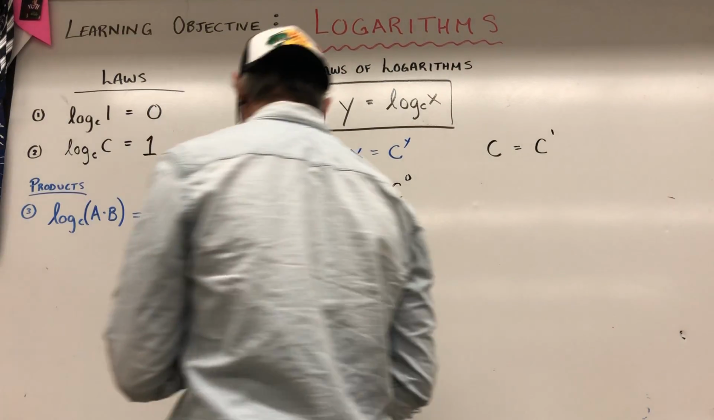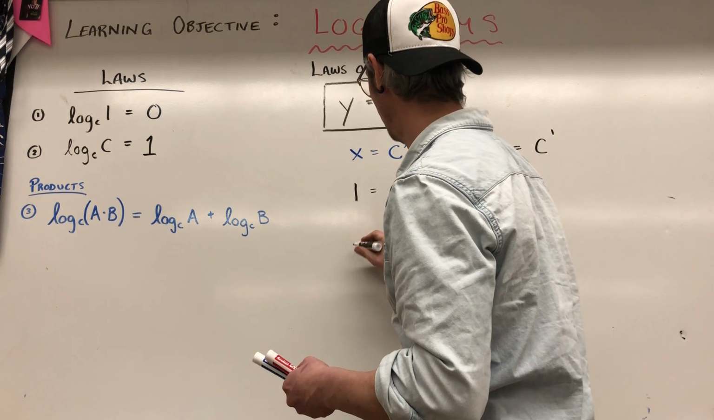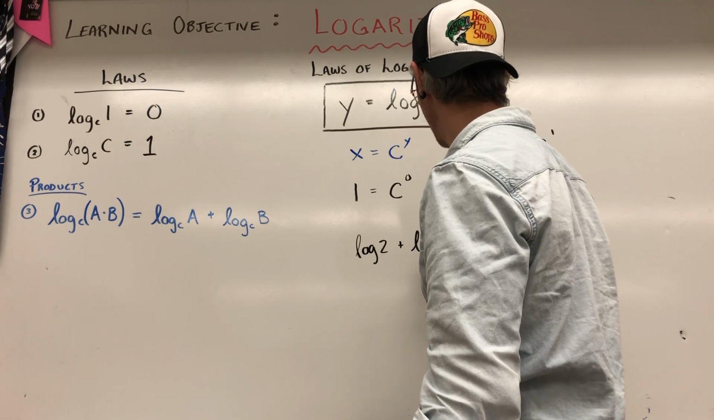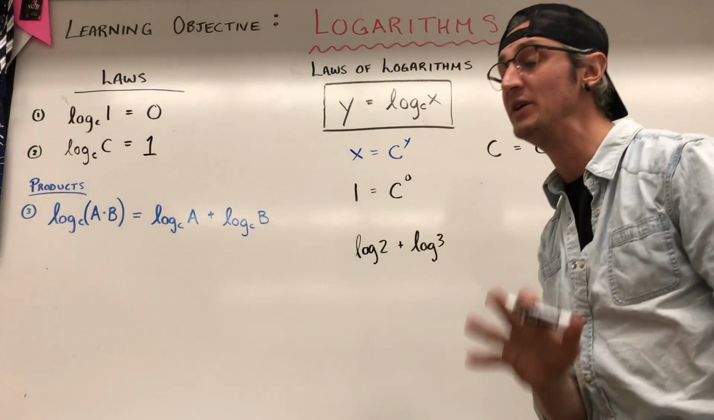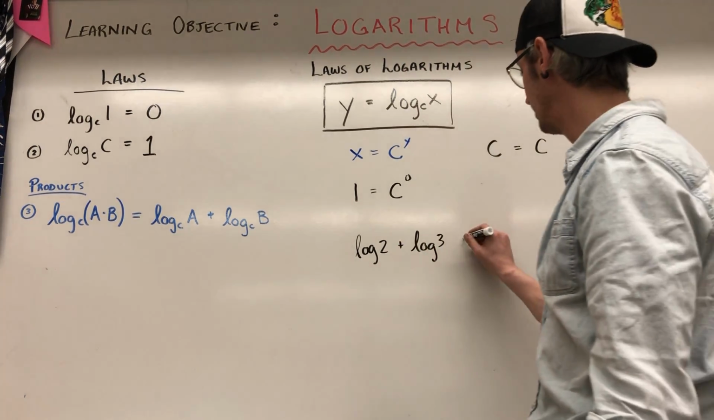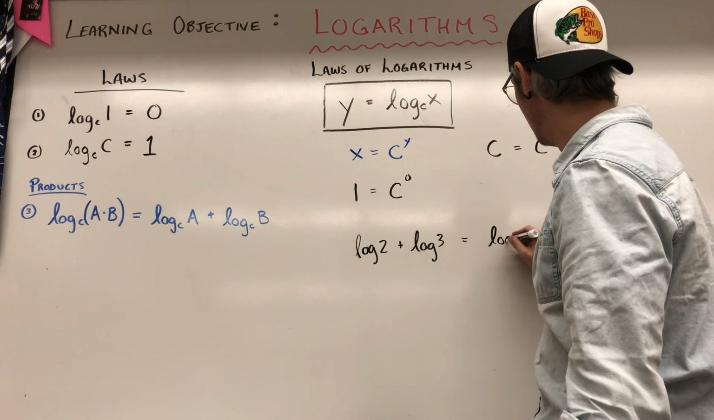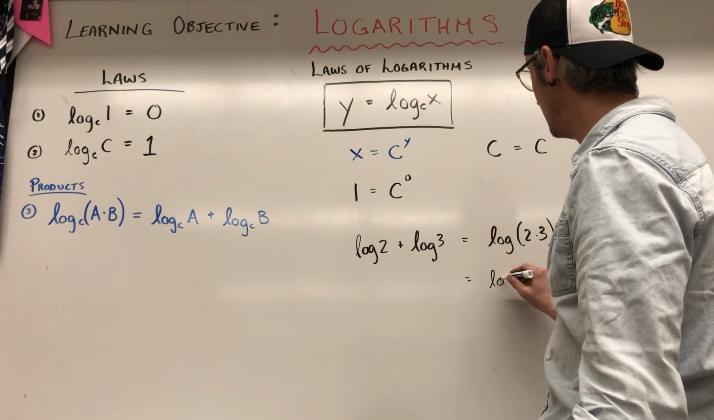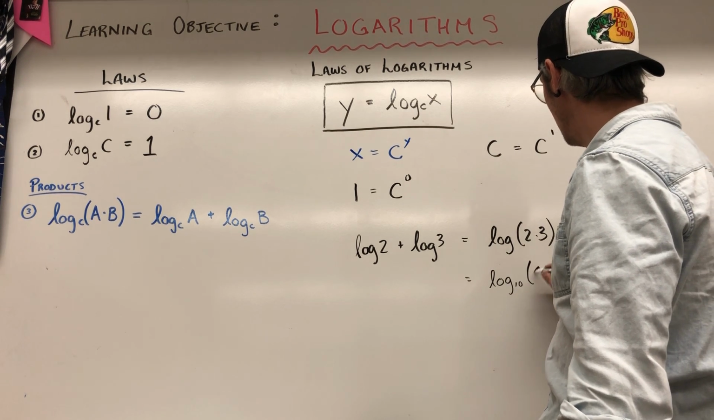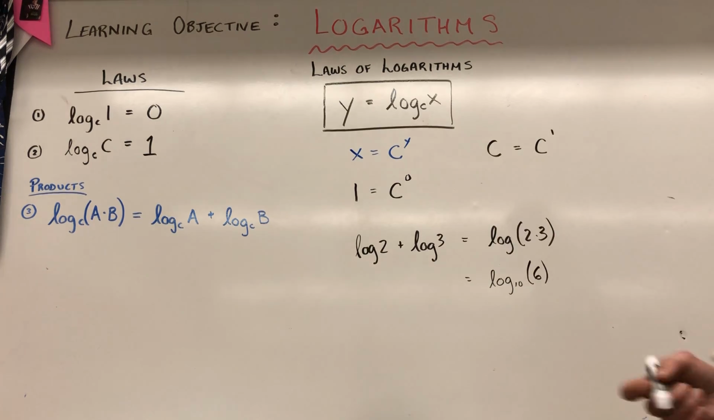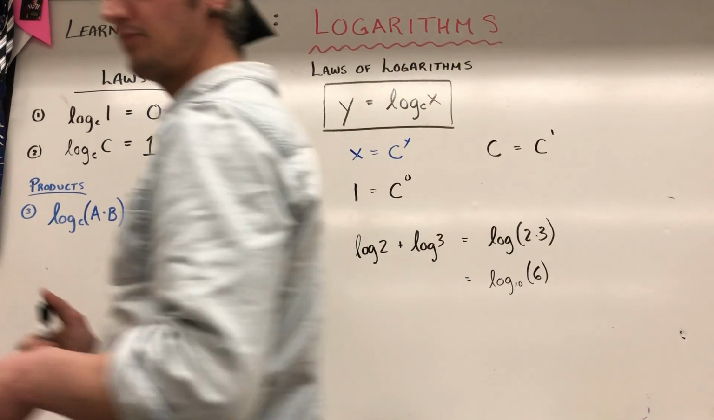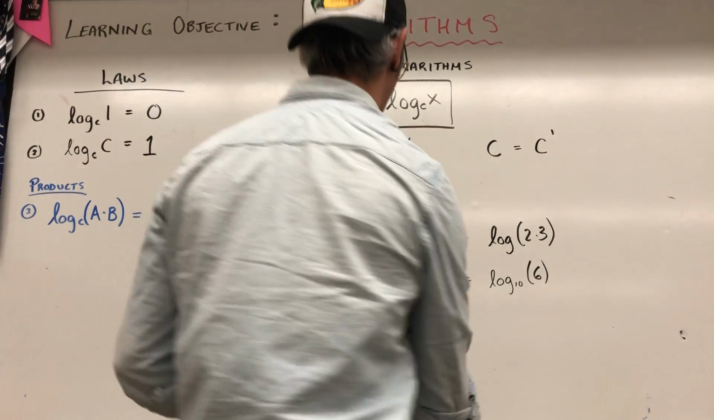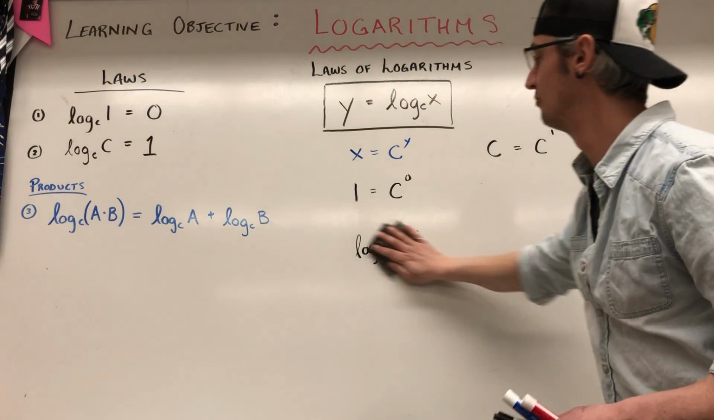And just an example of that one, let's say I had log of 2 plus log 3. Now remember, I didn't put a base here, so we assume it's 10. So I could rewrite this as log 2 times 3, or if I wanted to show that base, log base 10 of 6, 2 times 3, okay? That's what I can do there. Okay, that's the law of products.